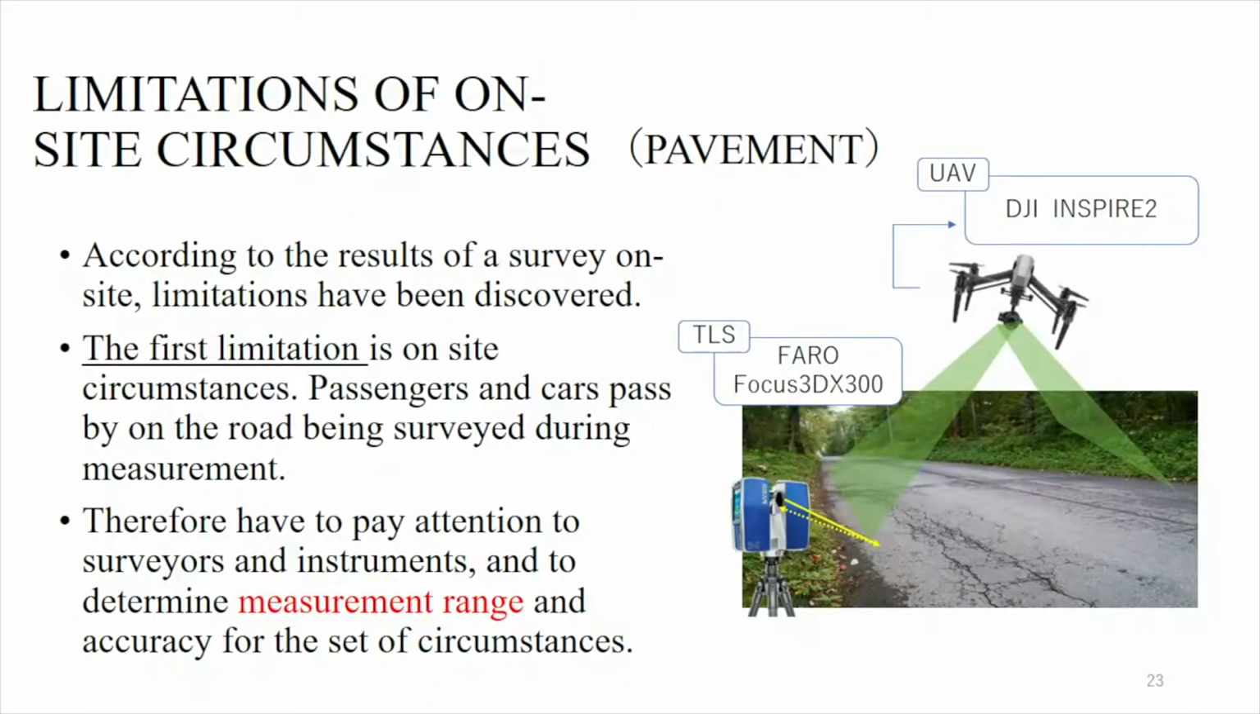So there are some limitations discovered on this survey. We pick them up. According to the result, limitations of the survey on site have been discovered. The first limitation is on-site circumstance, and passengers and cars passed by the road being surveyed during the measurement. Therefore, we have to pay attention to surveyors and the instrument and to determine measurement range and occurrence for this set of circumstances.